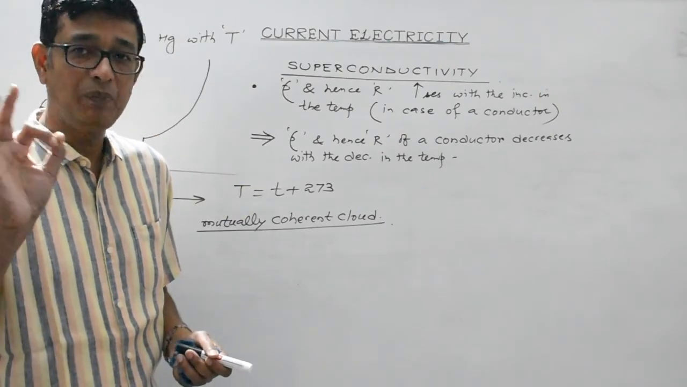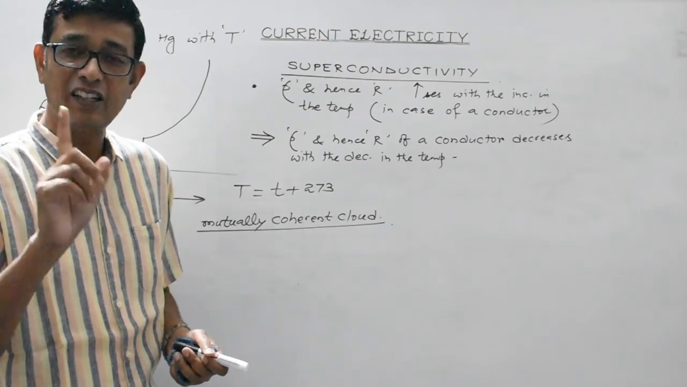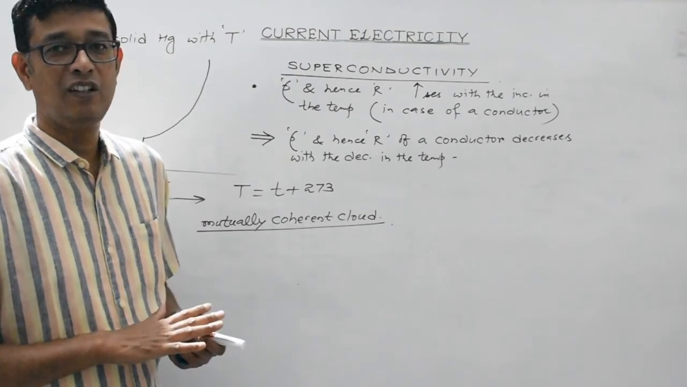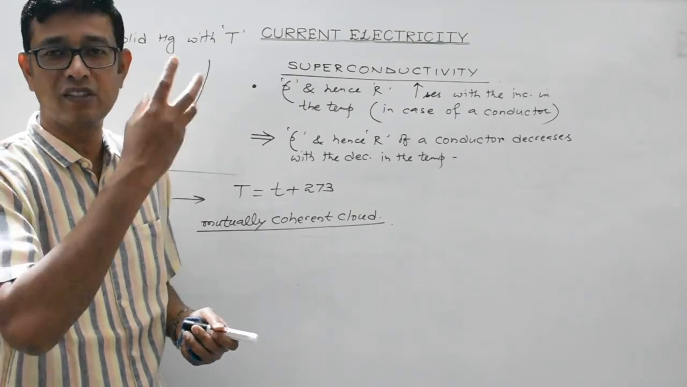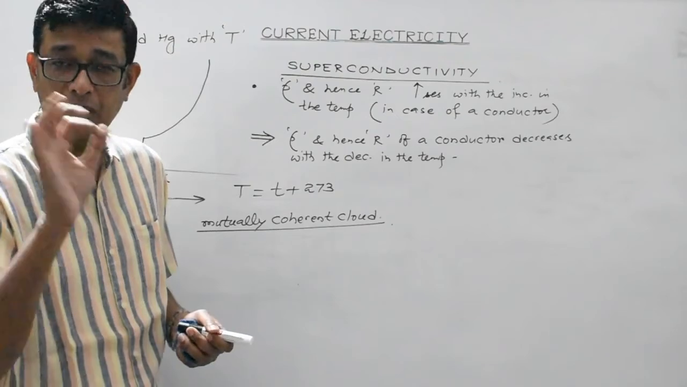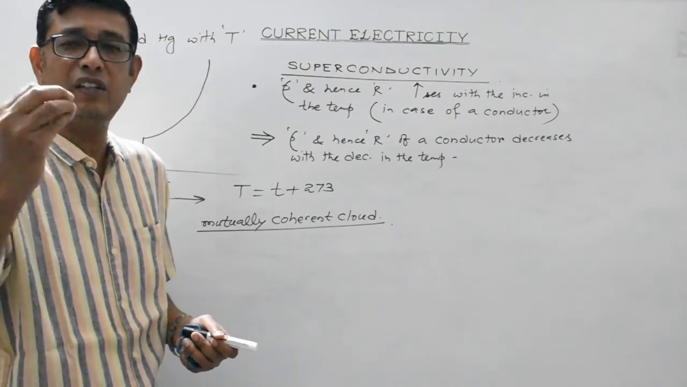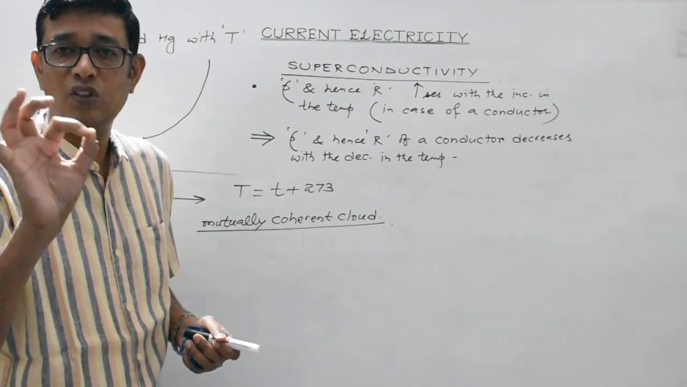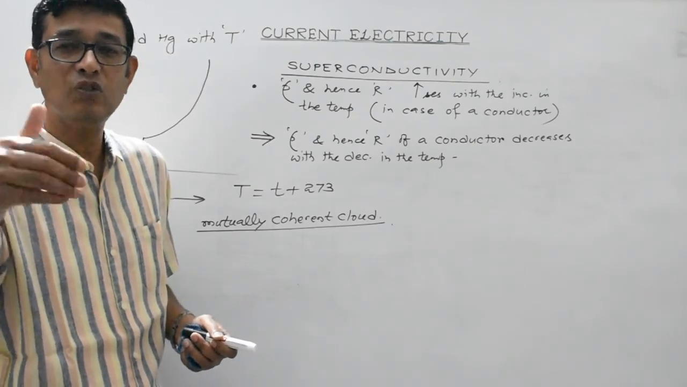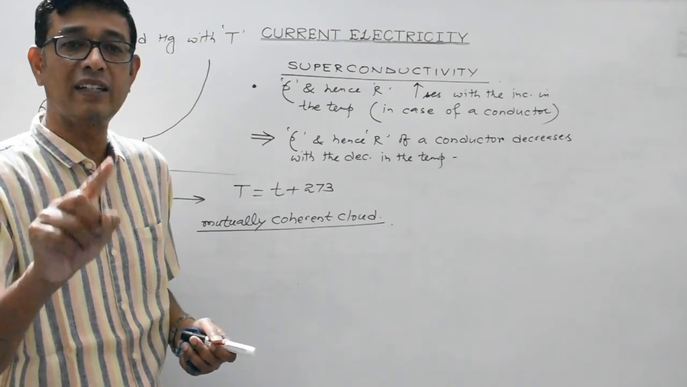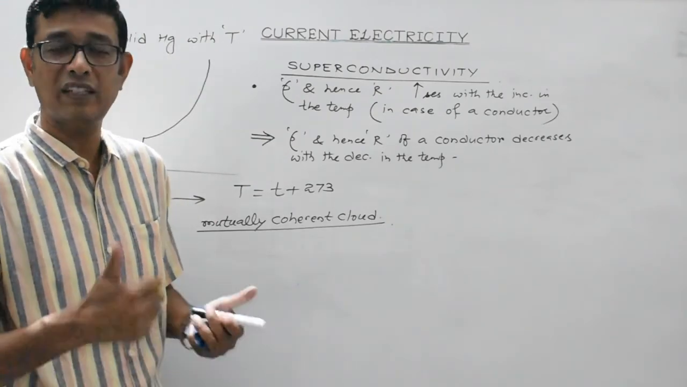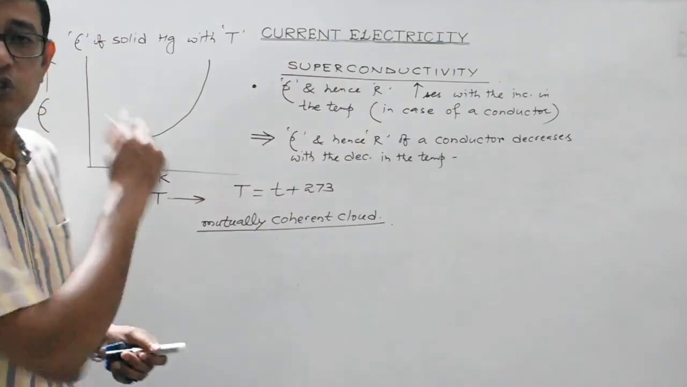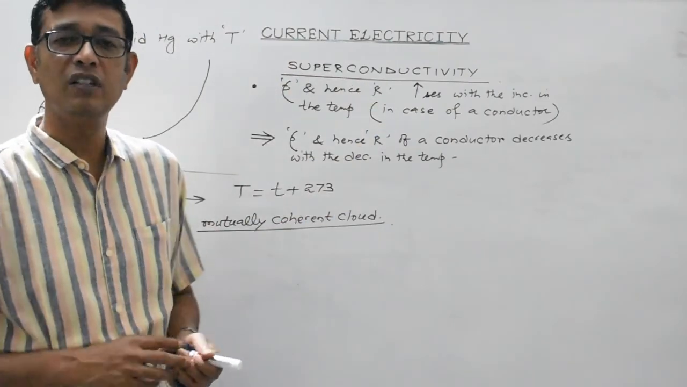So it is basically based on the fact that the resistance of a conductor decreases with the decrease in the temperature. So if you keep on decreasing the temperature, the resistance will also keep on decreasing. So at a particular temperature, which is very low, the resistivity or resistance of that particular conductor becomes zero. That temperature will be known as the critical temperature of that particular conductor. So that's superconductivity for you, right? So I hope you have understood this concept, and it's a simple one.